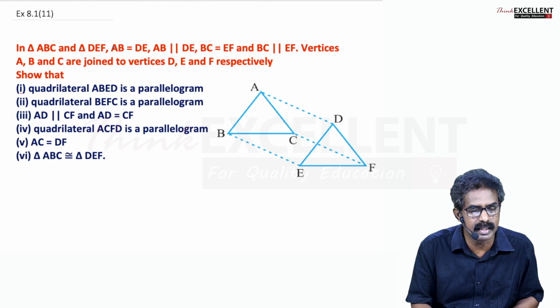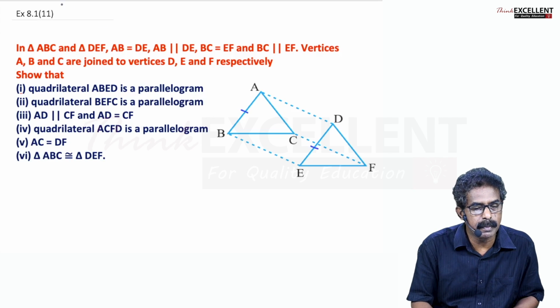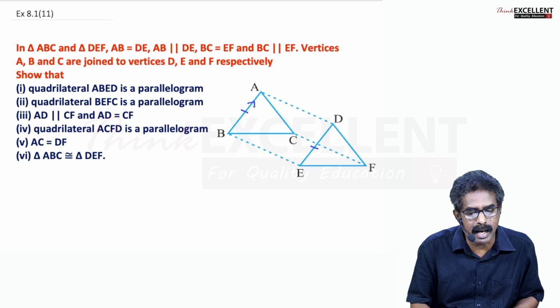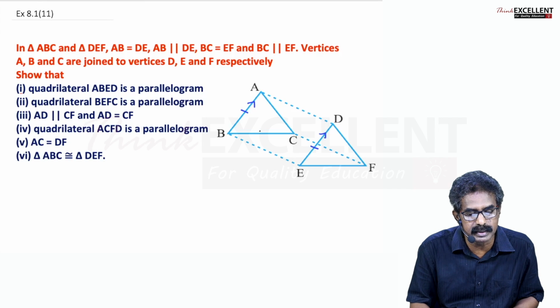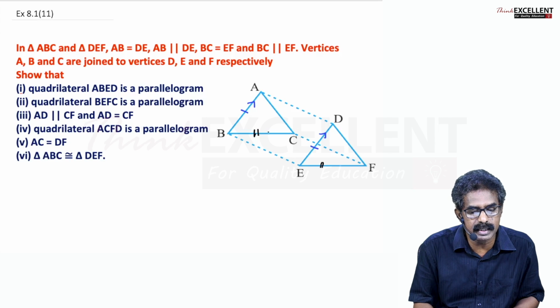See what is given here: AB equal to DE, AB equal to DE and AB parallel to DE. AB is parallel to DE. Then BC equal to EF, the base BC equal to EF and BC is parallel to EF.